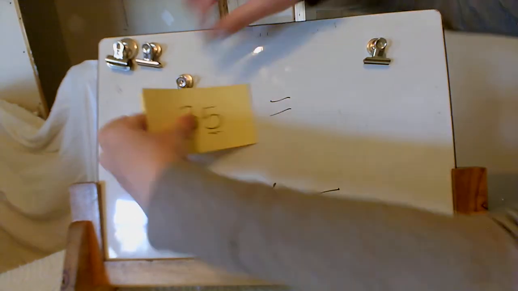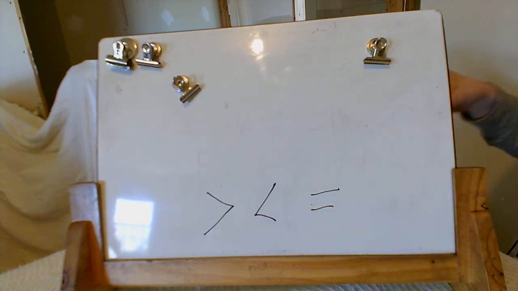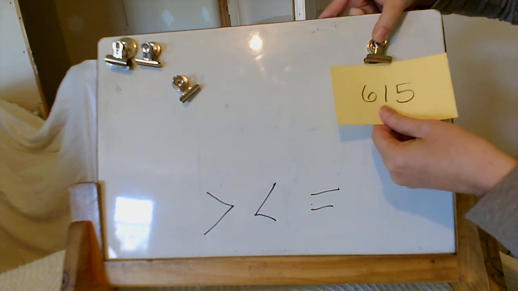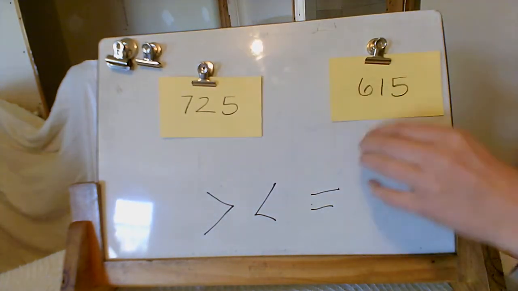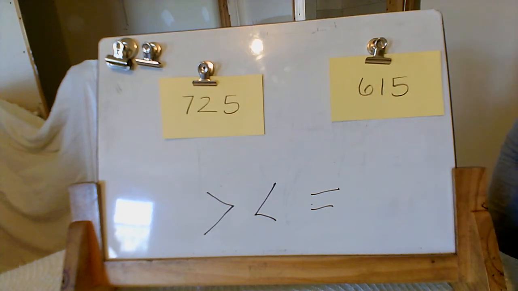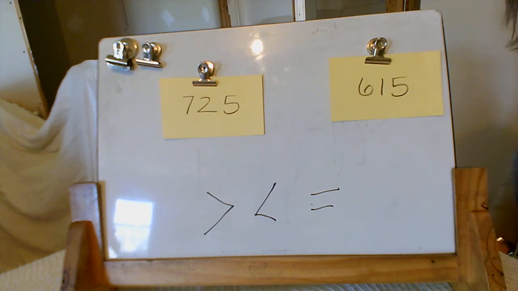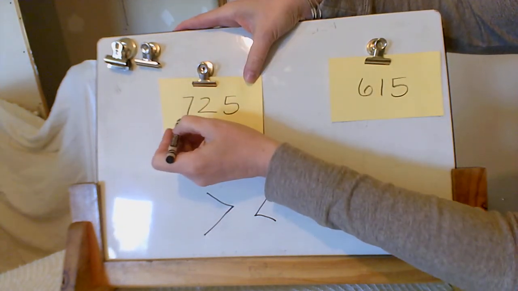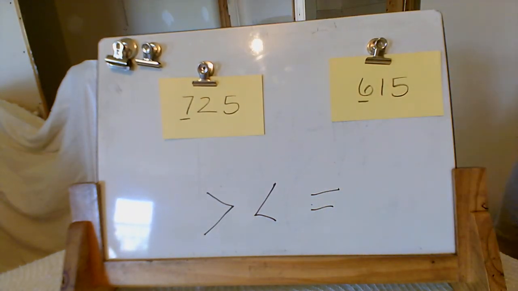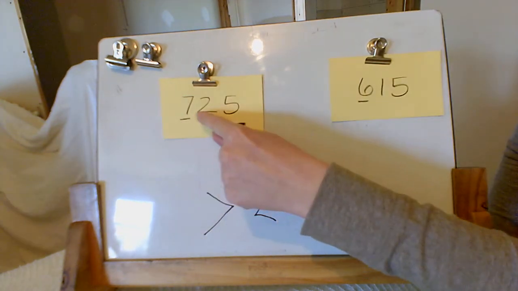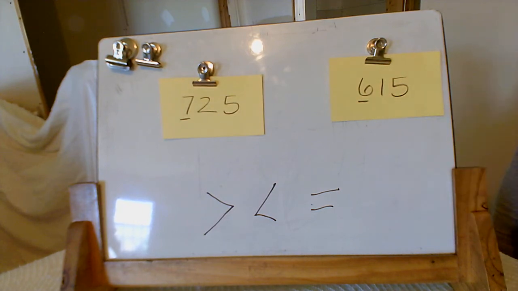Okay, one last set of numbers to compare. Think about this number. Okay, so let's see which place values these numbers have. Ones, tens, and hundreds. So I'm going to look at the hundreds first. This number has 700, and this number has 600. We would read this as 725, 615, because 10 and 5 make 15.